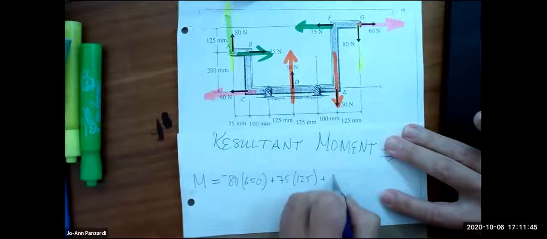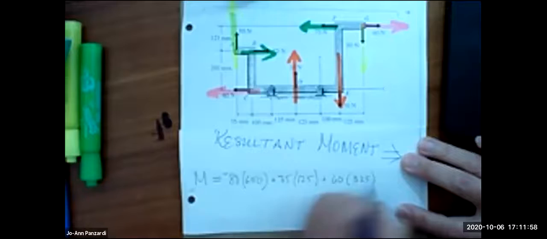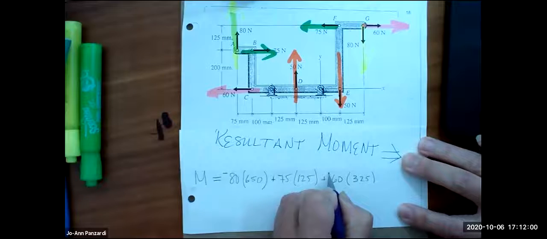Let's do the 60 Newton. Actually, it's not pounds at all. It's newtons, isn't it? So how about 60? You're going to add 125 to 200. That will be 325. Positive or negative? It's going to be negative. Right.